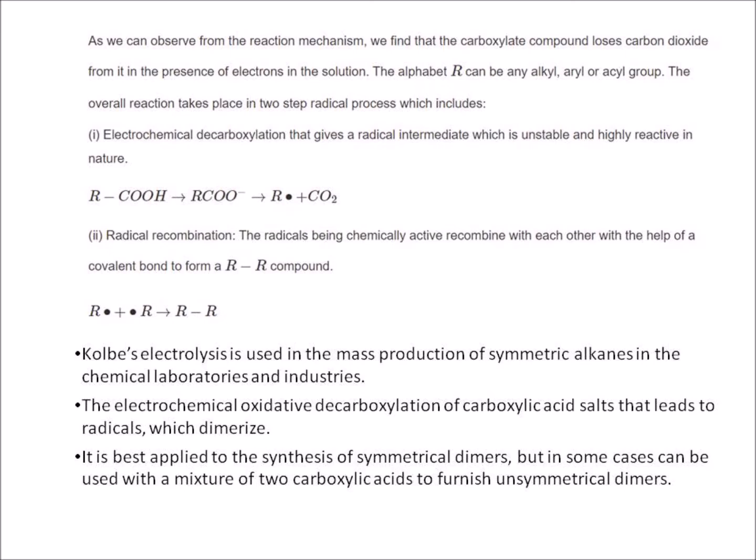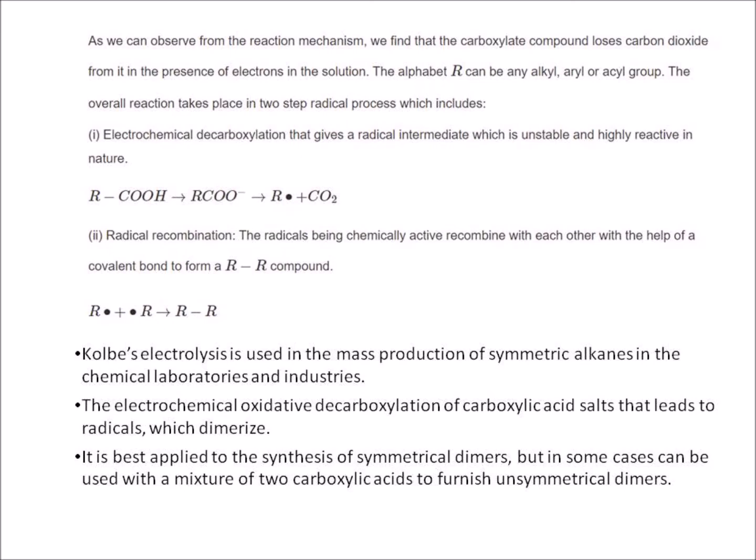In the first step, electrochemical decarboxylation gives a radical intermediate which is unstable and highly reactive in nature. In the second step, radical recombination. The radicals being chemically active recombine with each other with the help of a covalent bond to form R-R bond.